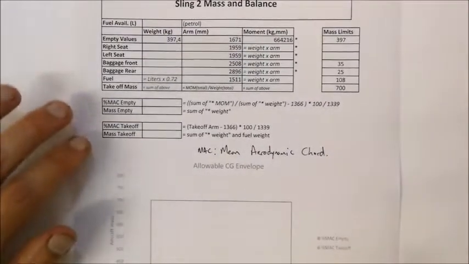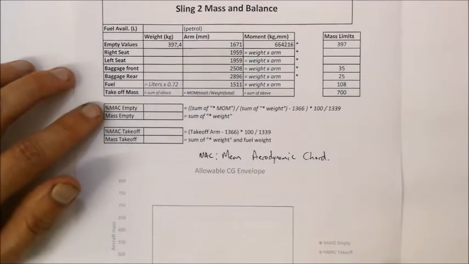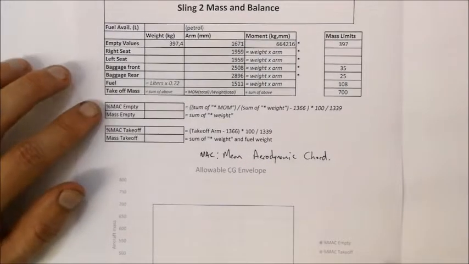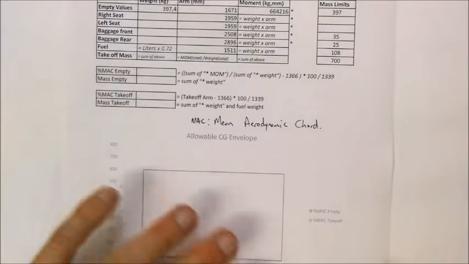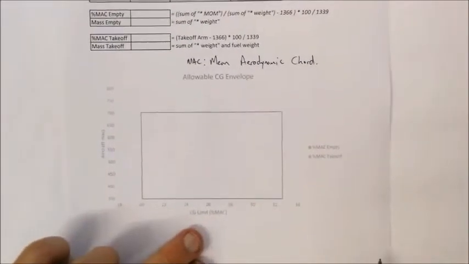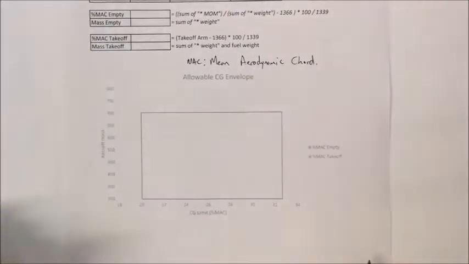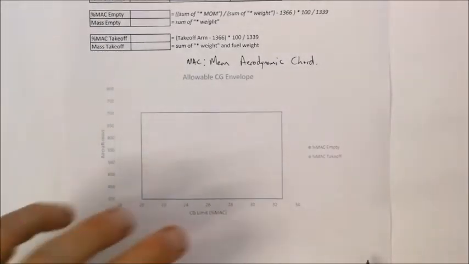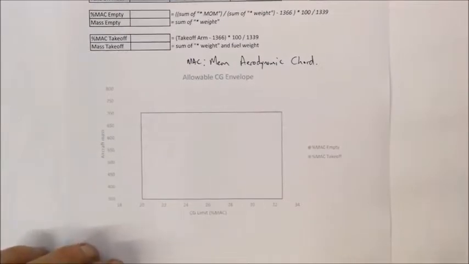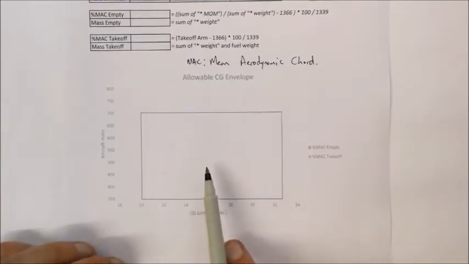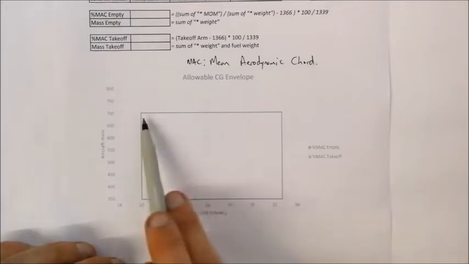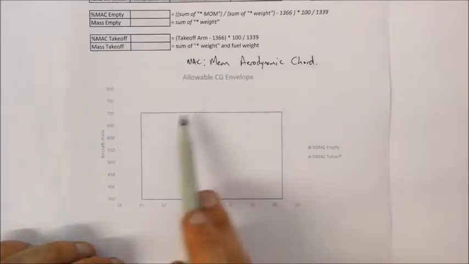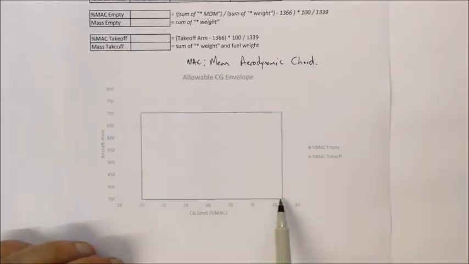And then once we've done that, we can plot this percentage Mach empty and the mass empty as XY coordinates on this specific graph, and we're also able to look at the percentage Mach at takeoff and the mass at takeoff and plot them on this graph. We've got to make sure that the empty and takeoff percentage Mach is within this envelope, this rectangular shape, and if it is, it's safe then to take off or land.